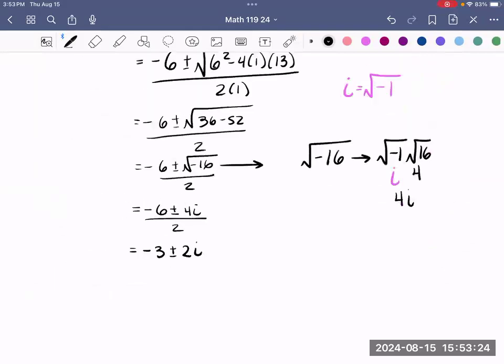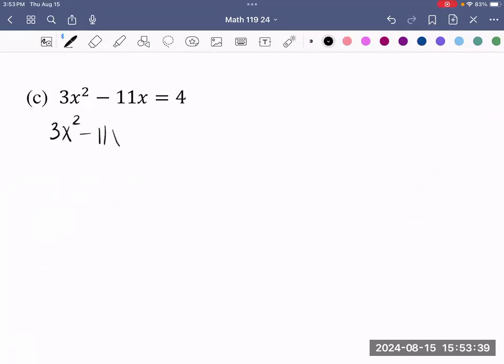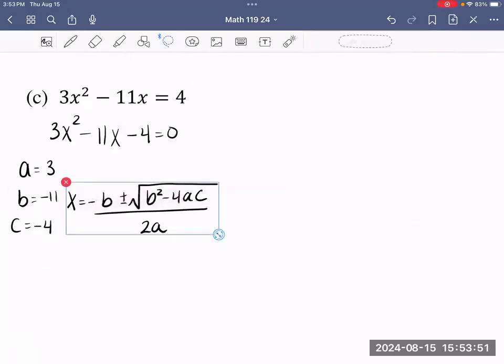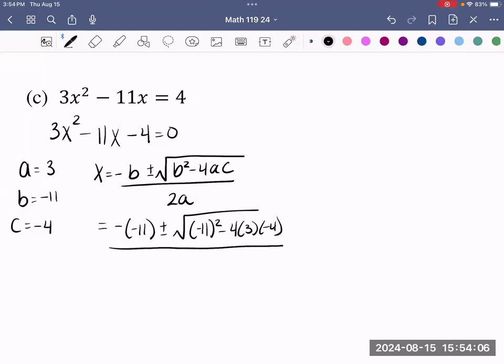All right, last one is C. So if you haven't paused the video yet, please do so now. All right, we still have it equal to 4, so we want to set it equal to 0 by moving over the 4. And then we can do your ABCs: 3, -11, and -4. So you have it equal to -11 plus or minus the square root of (-11) squared minus 4 times 3, -4, all over 2A.